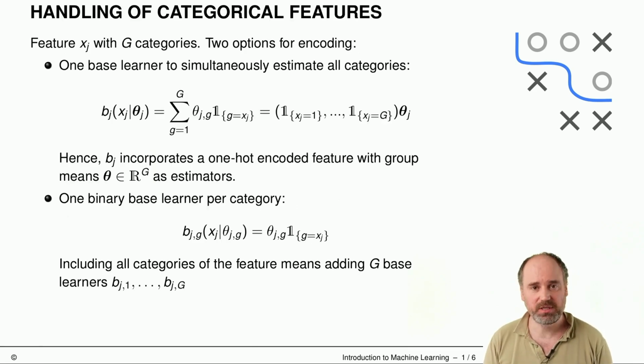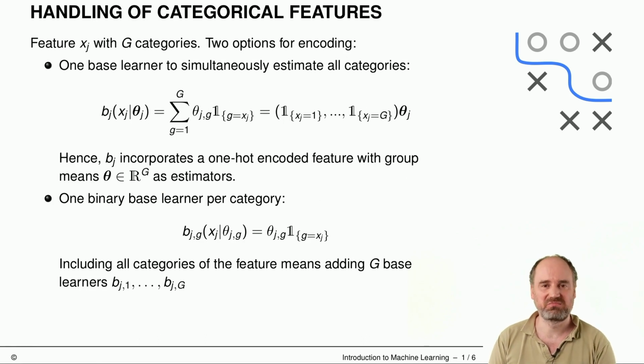So let's maybe start by discussing categorical features. It's not super complicated here. For categorical features, we basically have two options to model them through base learners. Either we can use one base learner to estimate all categories simultaneously. So here we would use a structure like this.